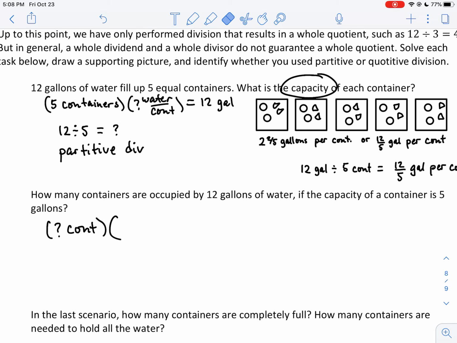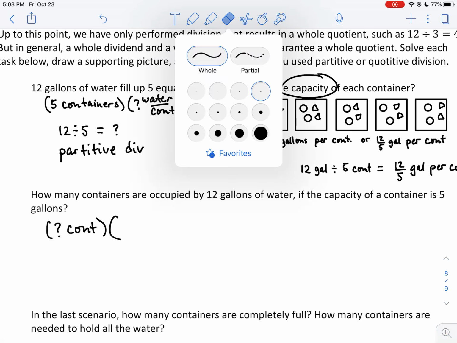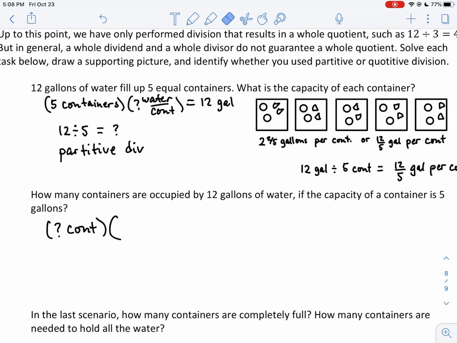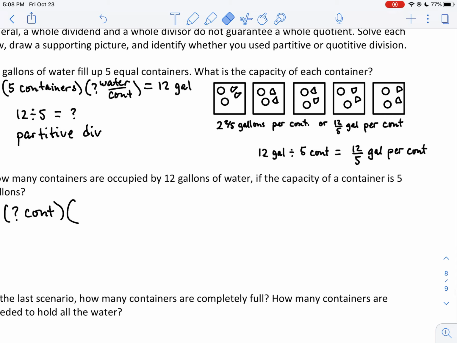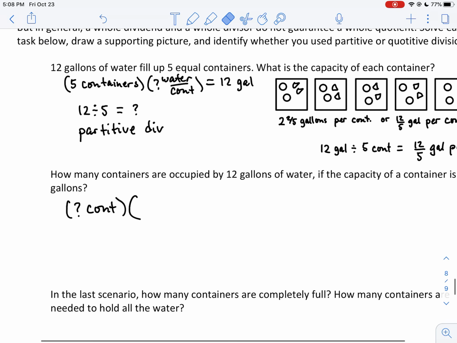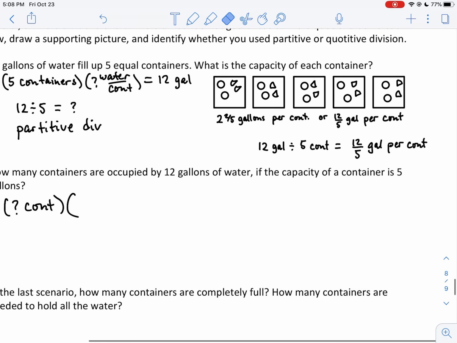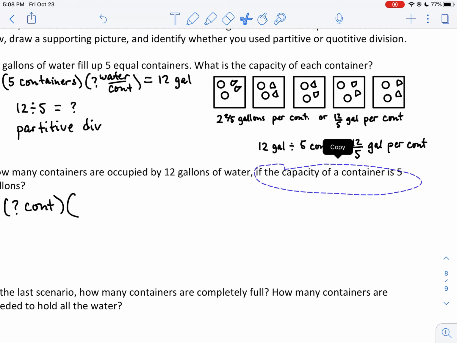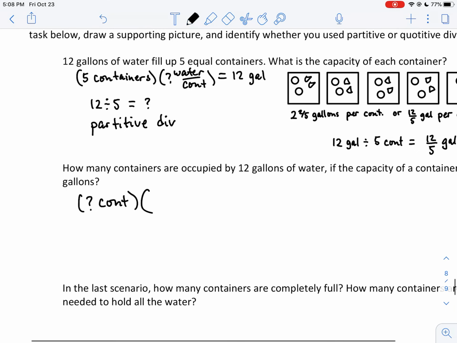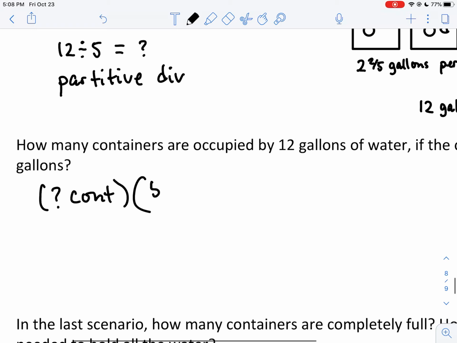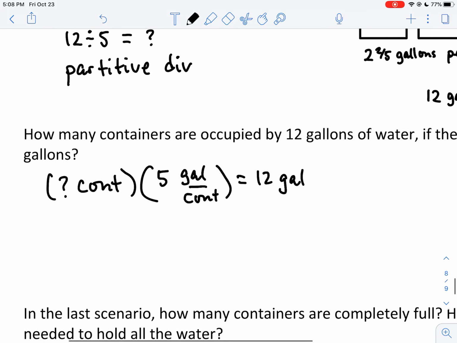Well, the containers I'm working with in this next scenario are not necessarily the same containers we had before. The containers we had before had a capacity of 2 2/5 gallons, or 12/5 gallons. These containers have different capacities. It's the capacity that's changed, so they're not the same containers. These capacities are 5 gallons each. So we know it's 5 gallons per container, and we know the total is 12 gallons.